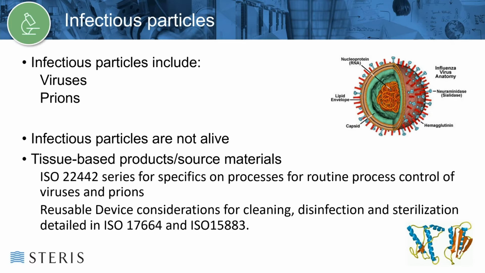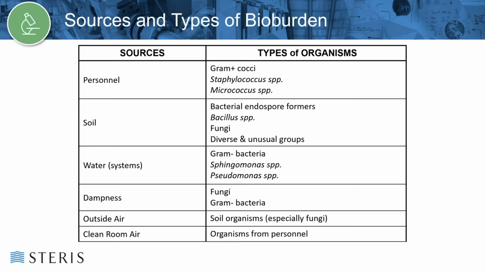Infectious particles, such as viruses and prions, may be of concern for tissue-based products. Additional information for testing of infectious particles can be found in the ISO 22442 series. When we discuss bioburden of medical devices, it is usually referring to bacteria and fungi. Infectious particles may also be a concern for devices that are reused within a hospital. The considerations for cleaning, disinfection, and sterilization within the hospital are covered in ISO 17664 and ISO 15883.